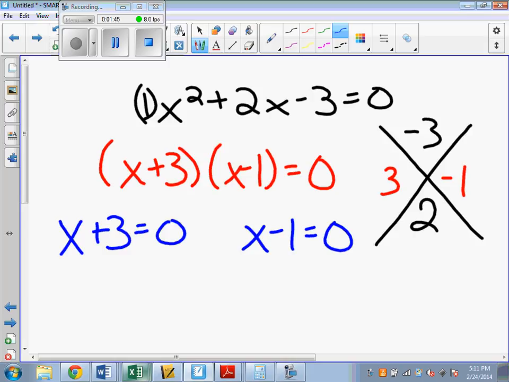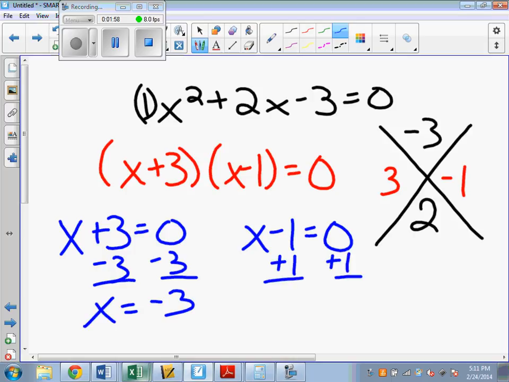So over here with x plus 3 equals 0, we're going to subtract 3 from both sides. We get x is equal to negative 3. And then on this equation here, we're going to add 1 to both sides. We get x is equal to 1.